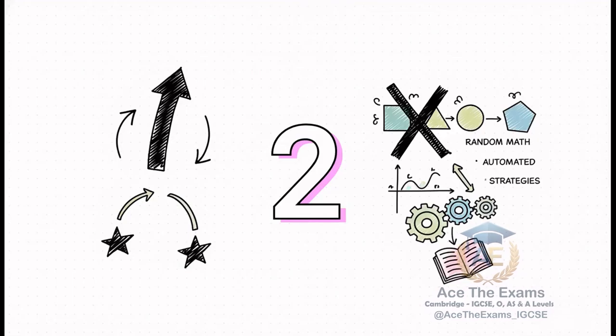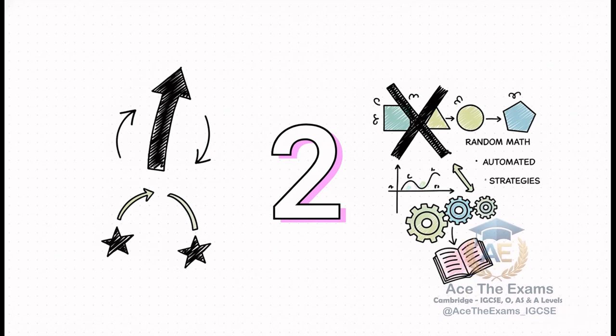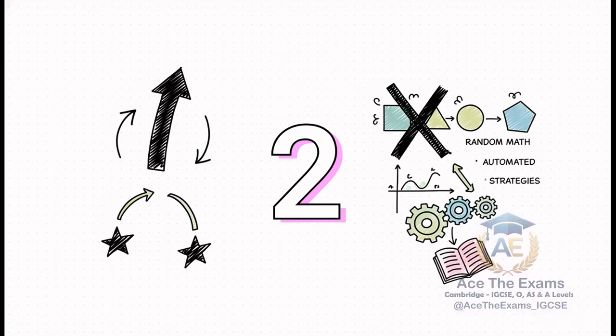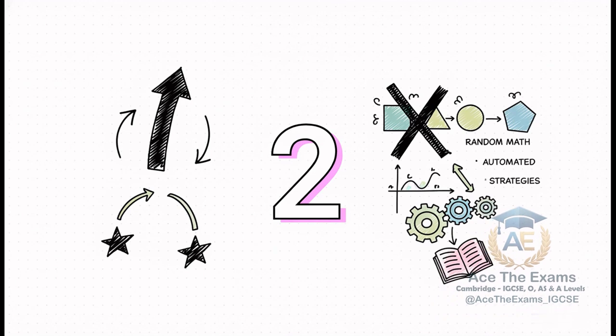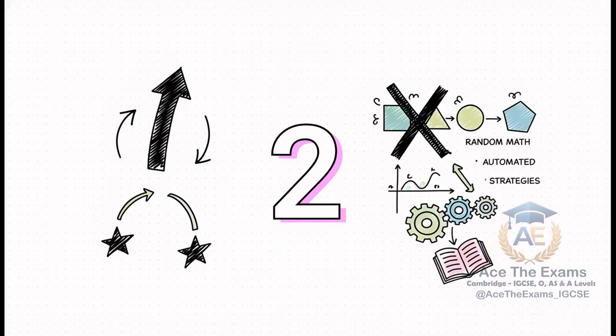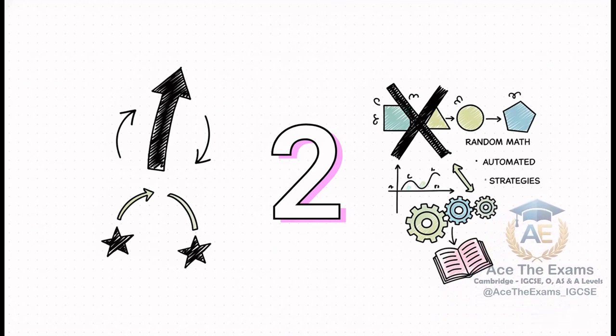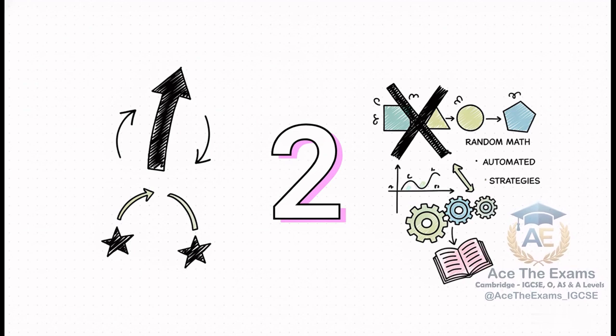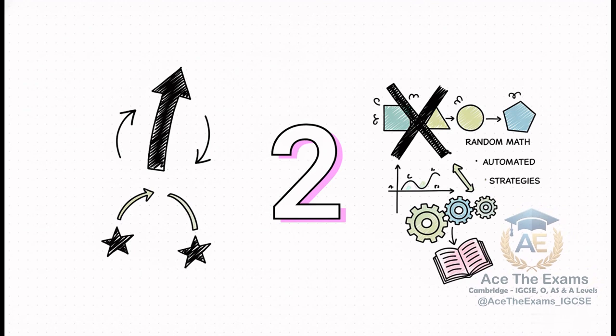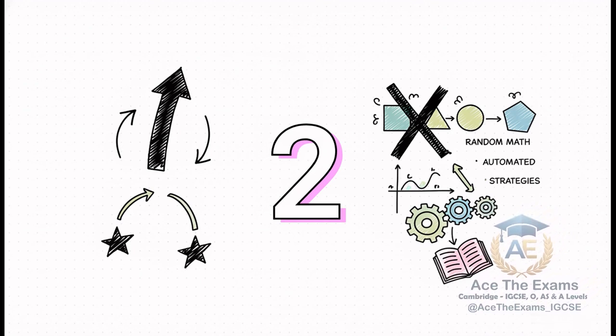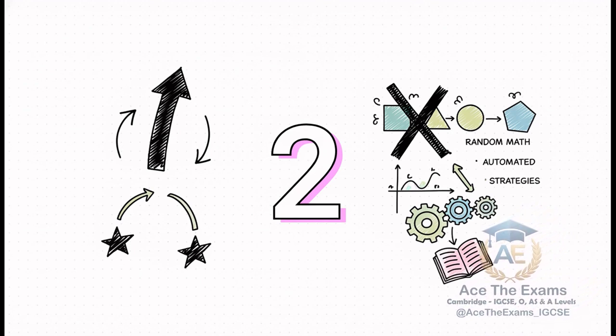I really want to pause on this number for a second. 2. That is the average number of grade boundaries our students improve by when they stop doing random, panic-induced math and start actually implementing these specific examiner strategies. Think about what that actually means. Going from a C to an A, or a solid B to an A star. That kind of jump completely changes your academic trajectory and your university options.